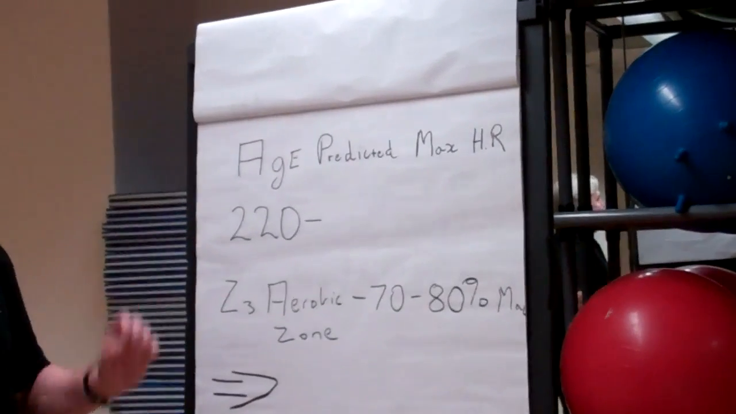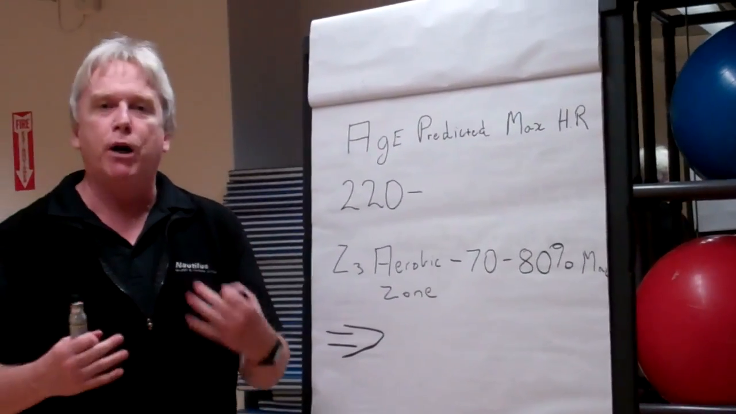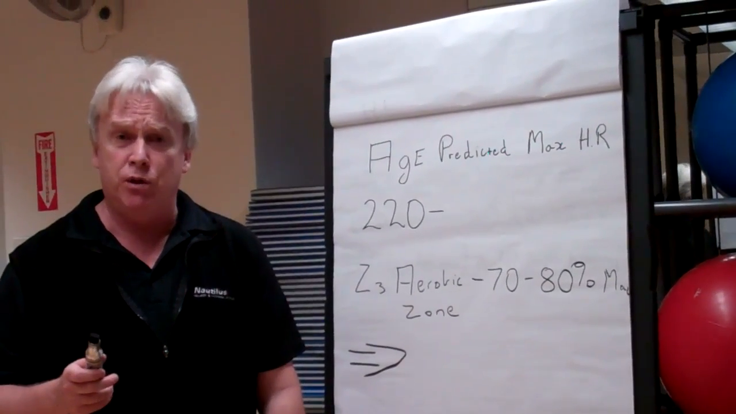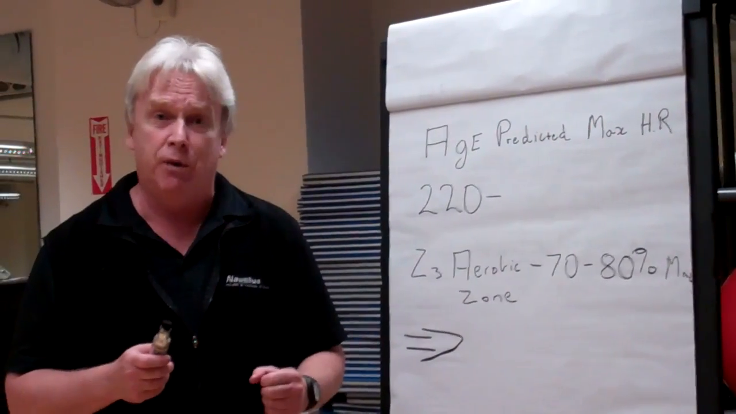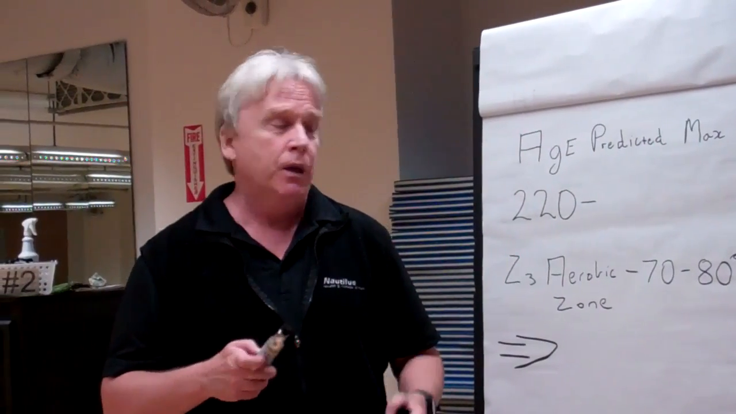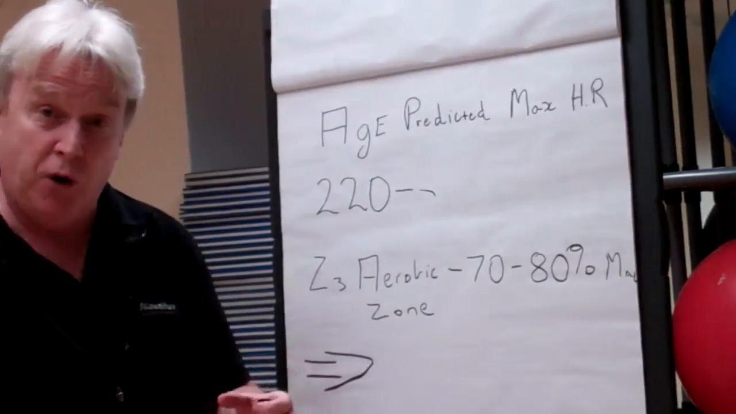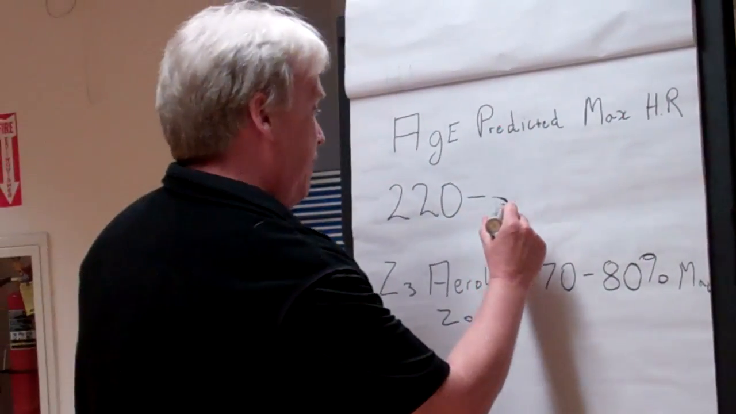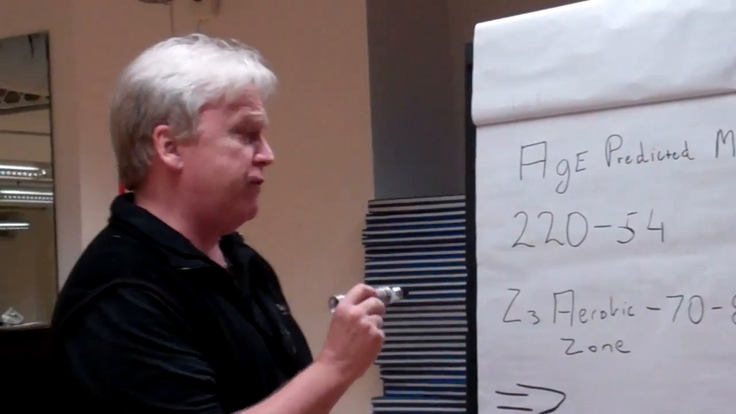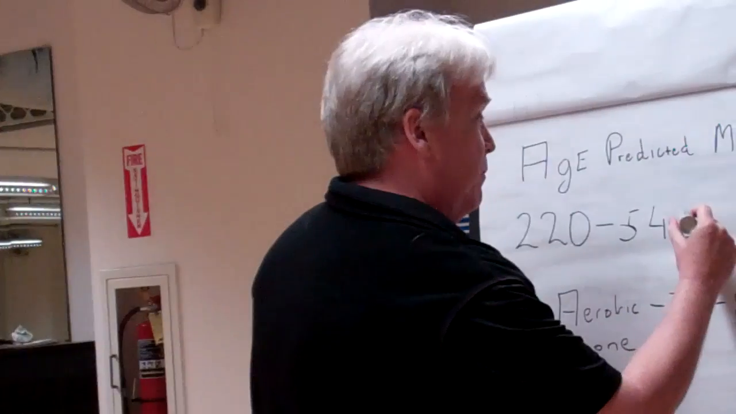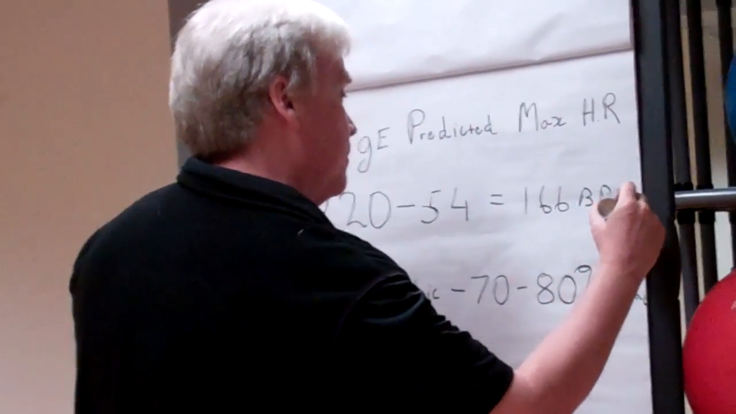Your age predicted maximal heart rate is 220 minus your age. The example I used in the presentation was myself, George and Arby, three fine looking gentlemen who exercise regularly. Just for ease of calculation, we'll use my age, 54, I know it's hard to believe. 220 minus 54 years will give me a figure of 166 beats per minute.